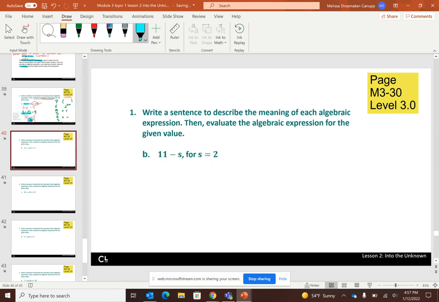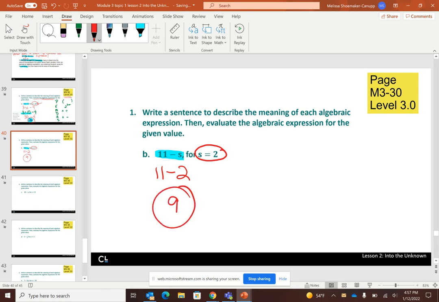I'm going to go to letter B. 11 take away S. Now, we don't really need to rewrite that except to substitute. Instead of an S, what do they want me to use? 2. And I bet you guys know what 11 minus 2 is. That's right, 9. Look how fast that one went. That's it. That's all you have to do.